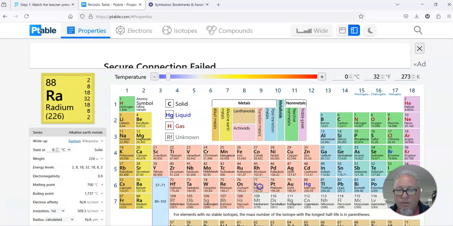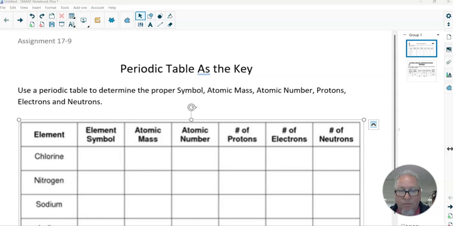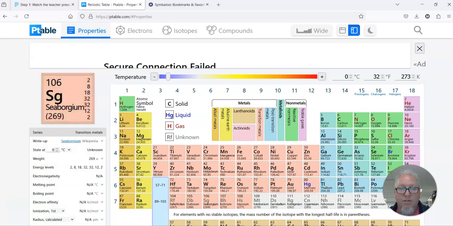Copper, find copper on the periodic table. The mass number is 64. You would round up. That's a 5, so you'd round up. That's 64. The atomic number is 29. And finally, bromine. To find bromine on the periodic table, it's over here. The mass number would be 80. The atomic number is 35.